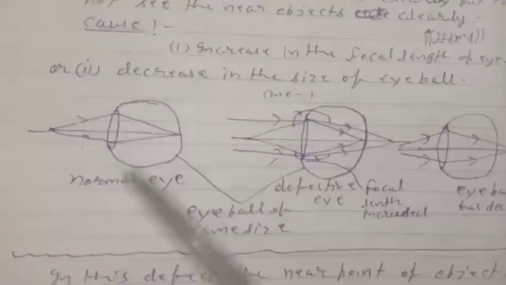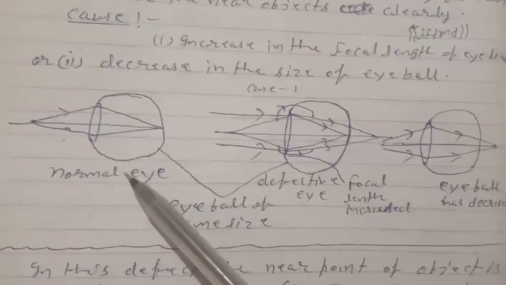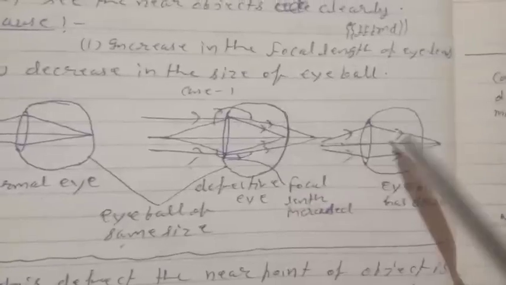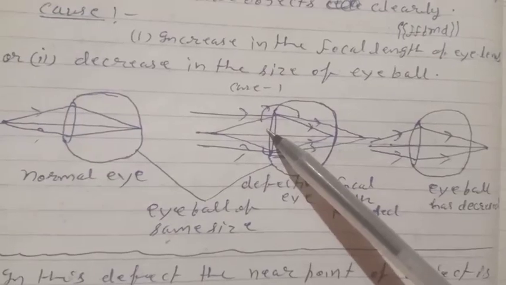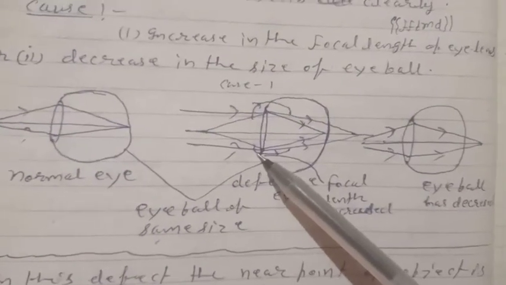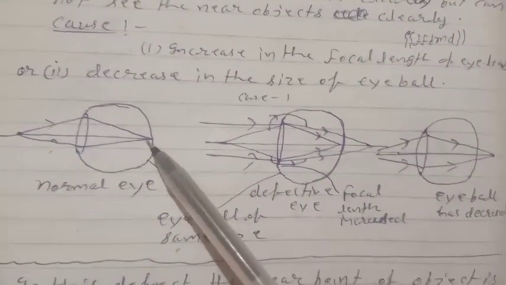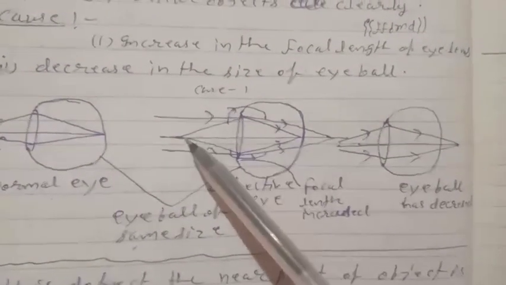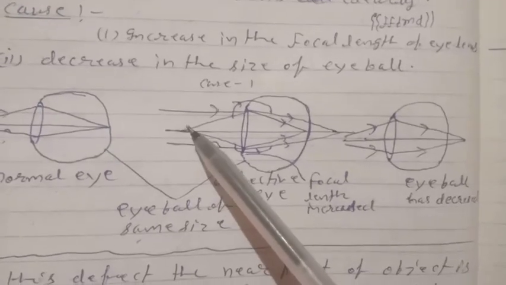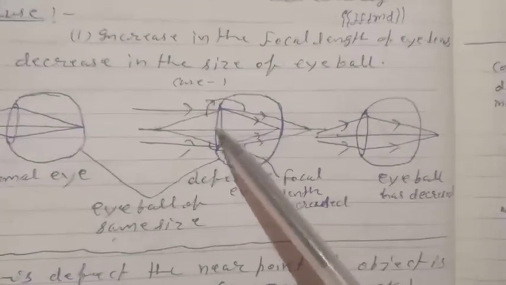Here is shown the normal eye, this is the lens of the eye, and this is the retina. Now this is the defective eye, and this is also a defective eye. Here in this case the focal length has increased because the lens has elongated, and so for the near object, whose image is normally formed on the retina, because the focal length has increased, the image of the near object is found behind the retina. Okay, then lens is elongated.